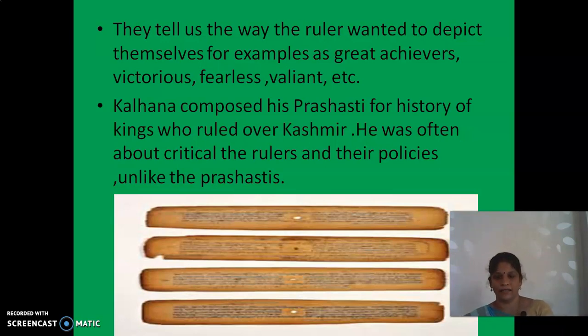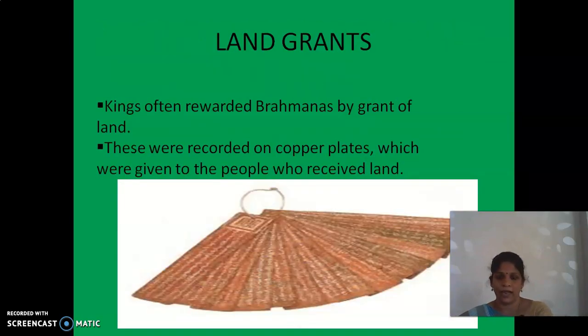Kalhana was a poet. His Prashasti was different because all the other Prashastis praised the kings, but Kalhana wrote a Prashasti that criticized the kings. Kalhana composed his work on the history of the kings who ruled over Kashmir. He was often critical of the rulers and their policies, unlike the other Prashastis. From the Prashastis, we know about Nagabhatta.